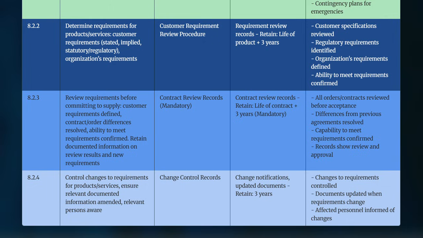For Clause 8.2.4, it requires you to control changes to the requirements for products or services and ensure relevant documented information is amended and relevant persons are aware. So the document required from you here is a change control record. And along with it, you have to have change notifications and updated documents, and you retain them for 3 years. Examples of those requirements that you need to present to the auditors as evidence include change requirement controls, documented updates when requirements change, and affected personnel being informed of the change.